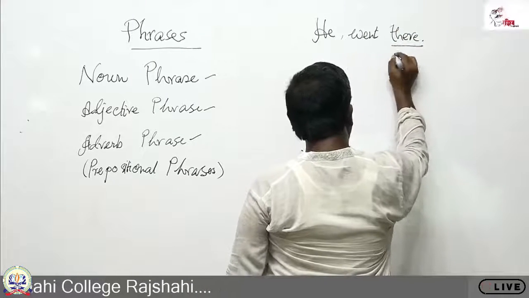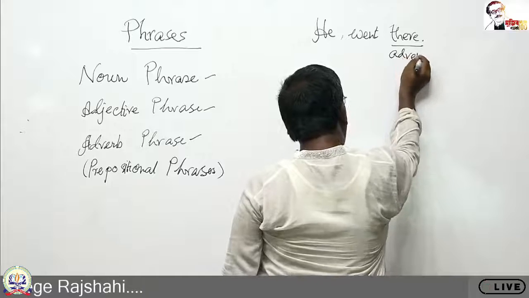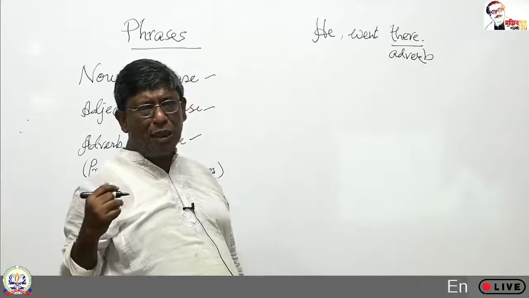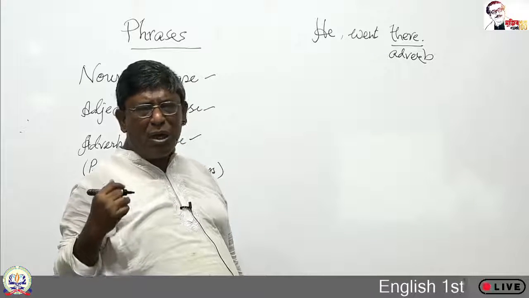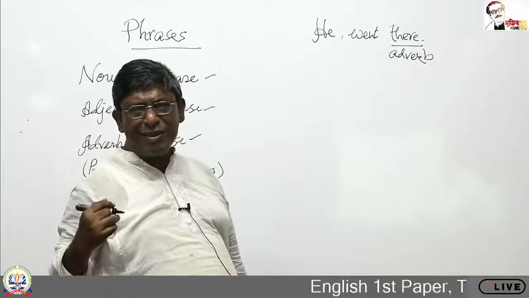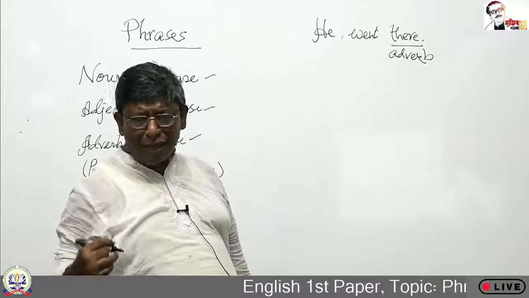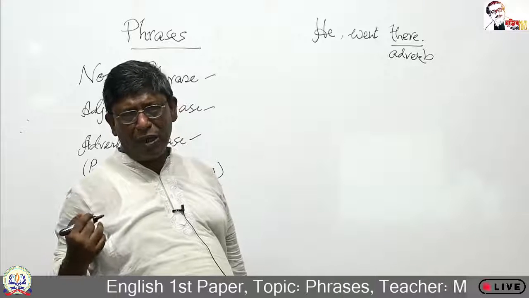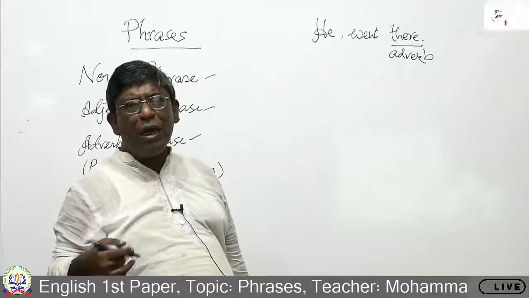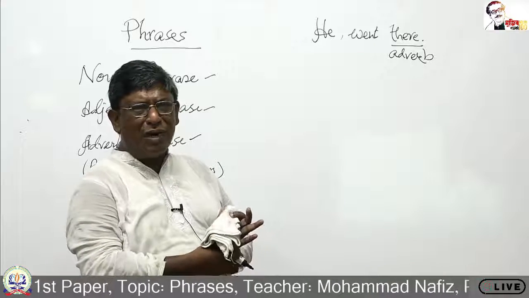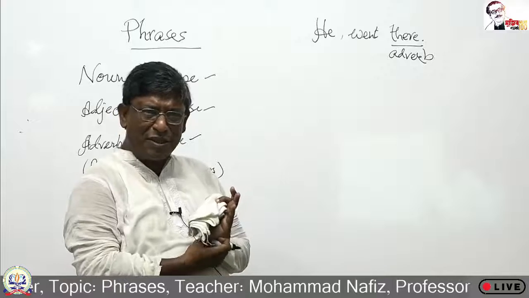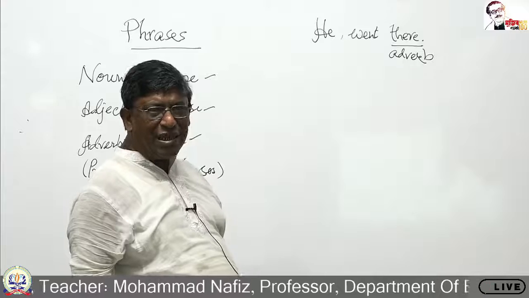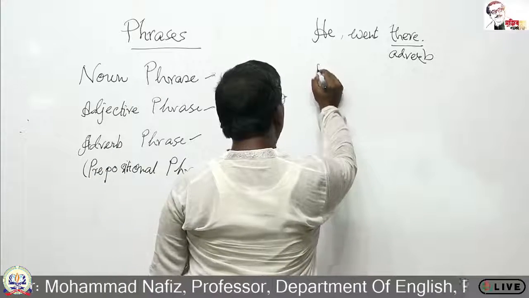Here, there is an adverb. What is an adverb? In a sentence, an adverb determines the time, place, reason, manner of a verb's function. He went there. There refers to the place where the verb takes place. Again, he came in the night. In the night is also an adverb.